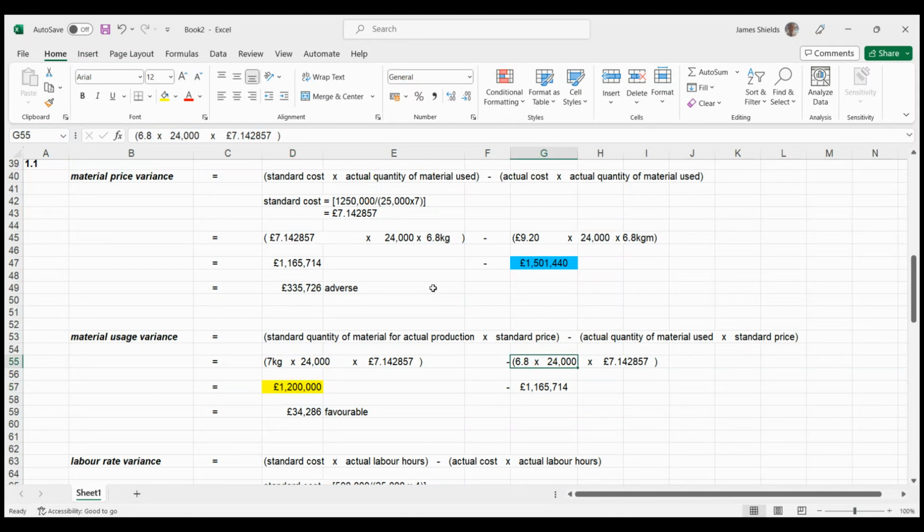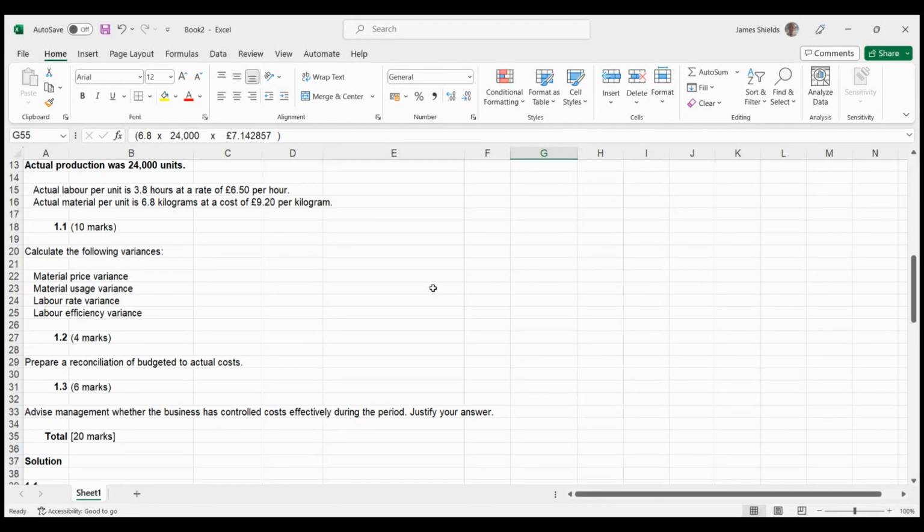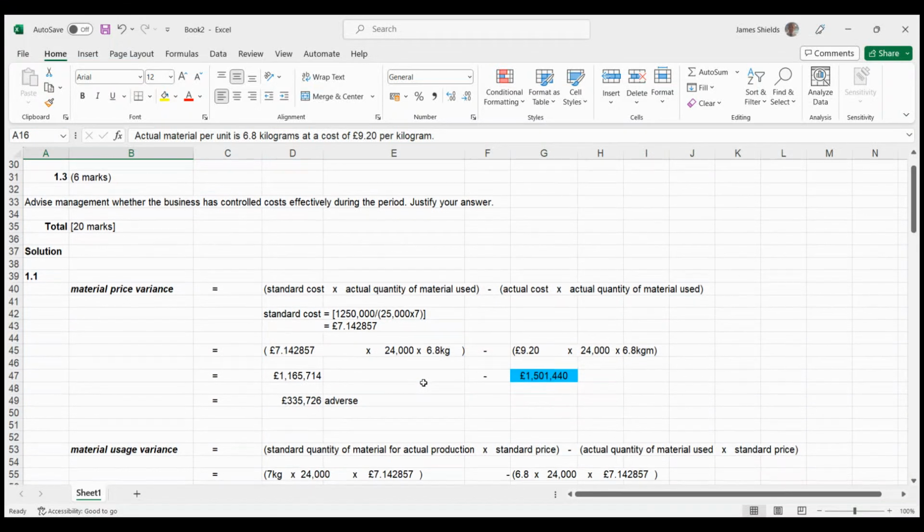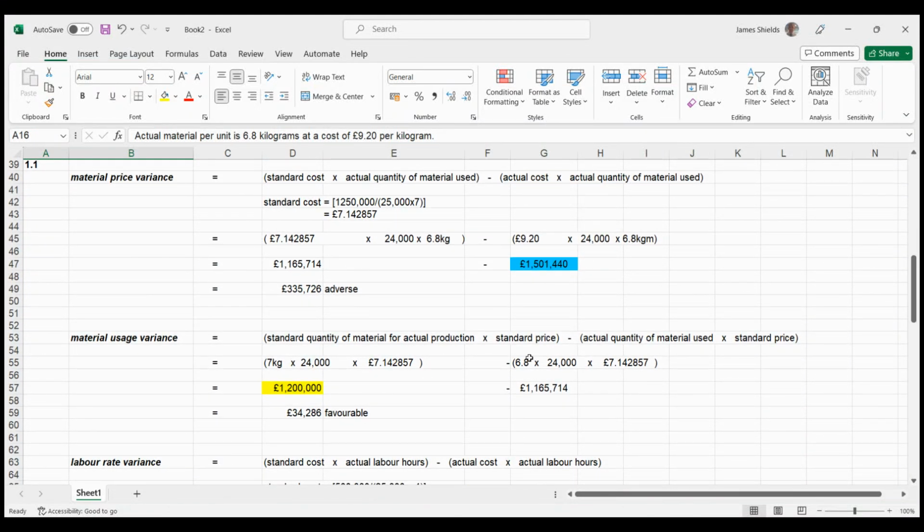Now the actual quantity of material used, if I go back to the information in the question, the actual materials per unit is 6.8, sorry, not grams, pounds, times 24,000 units times the standard price again. So we've got 6.8 times 24,000 times 7.142857 gives us a total amount of £1,165,714. So the standard amount is 1,200,000 and the actual amount is 1,165,714.